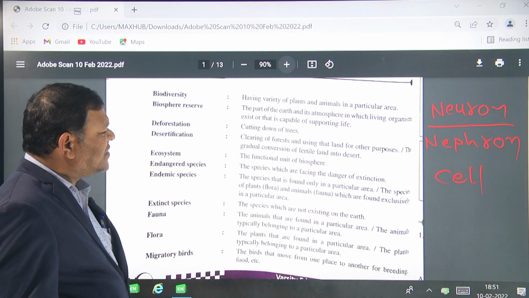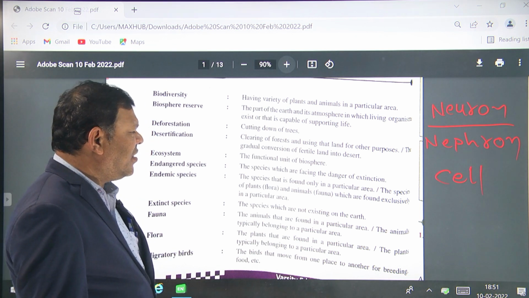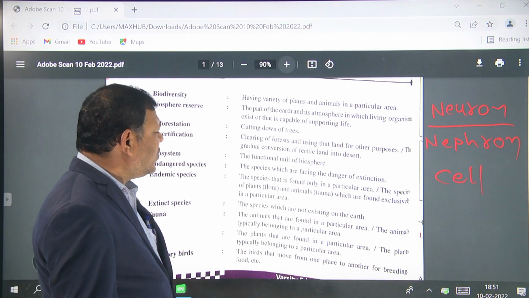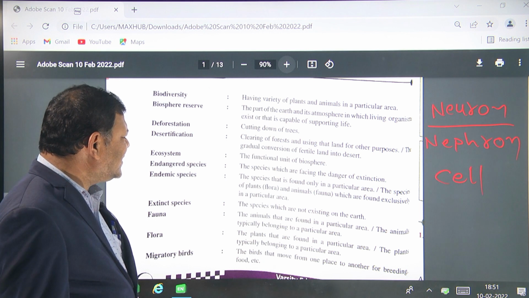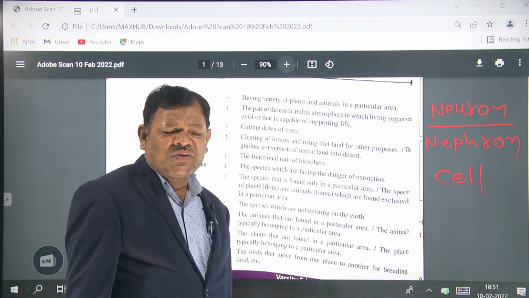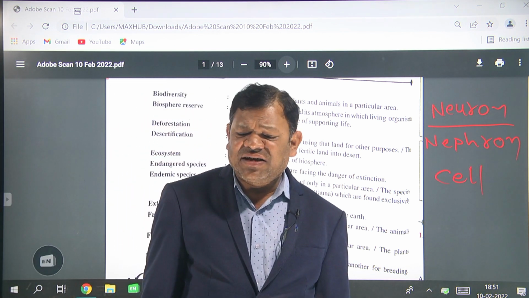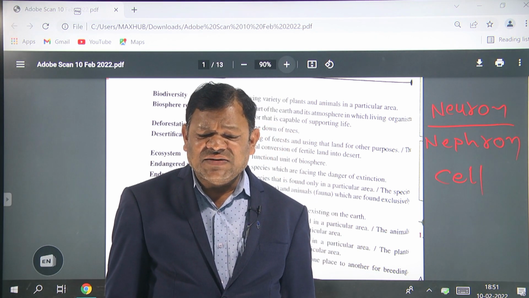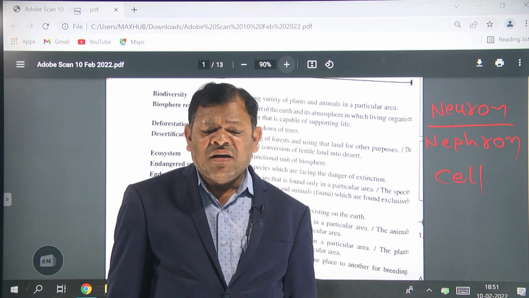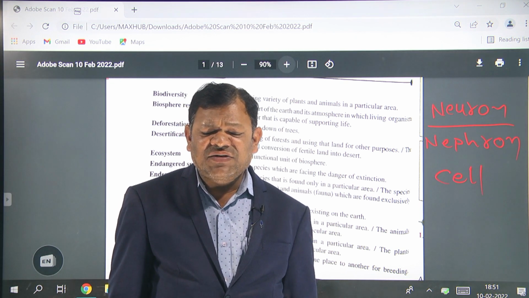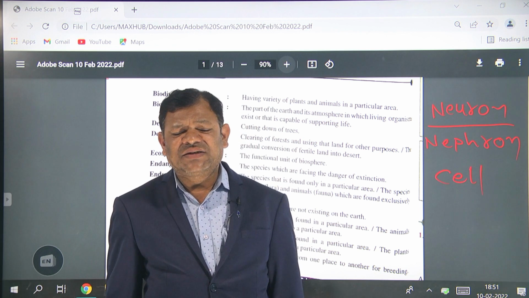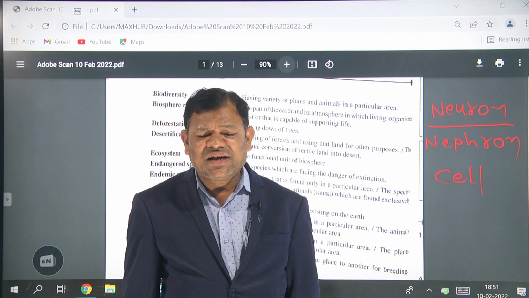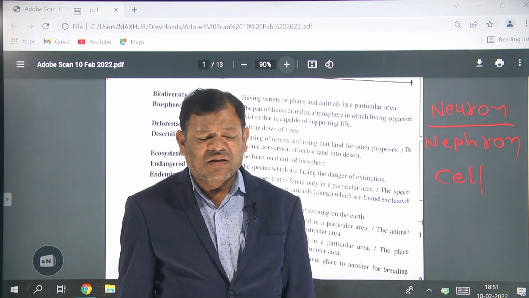Endemic species are the species of plants, flora, and animals, fauna, which are found exclusively in a particular area. Kangaroos are present in Australia, so the kangaroo is the endemic species of Australia. The kiwi bird is the endemic species of New Zealand. The tiger is the endemic species of India. The peacock is the endemic species of India.